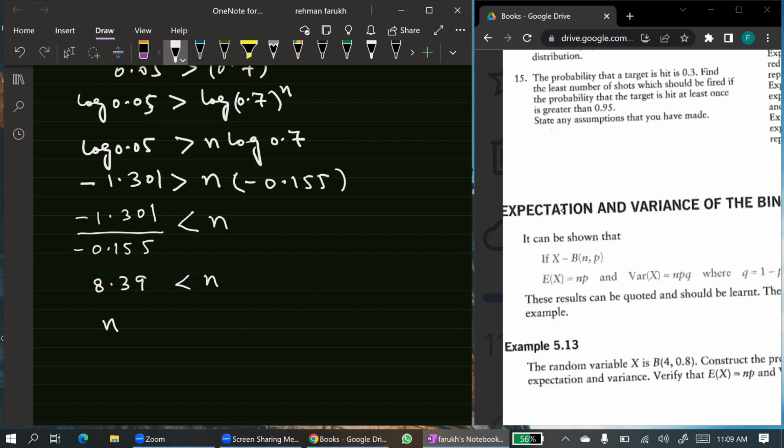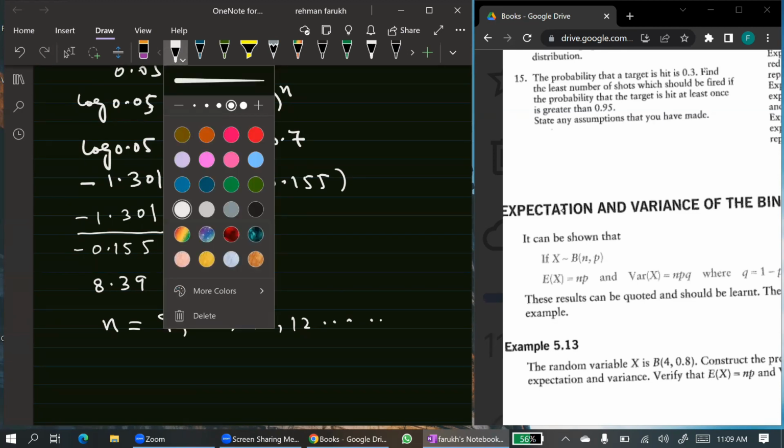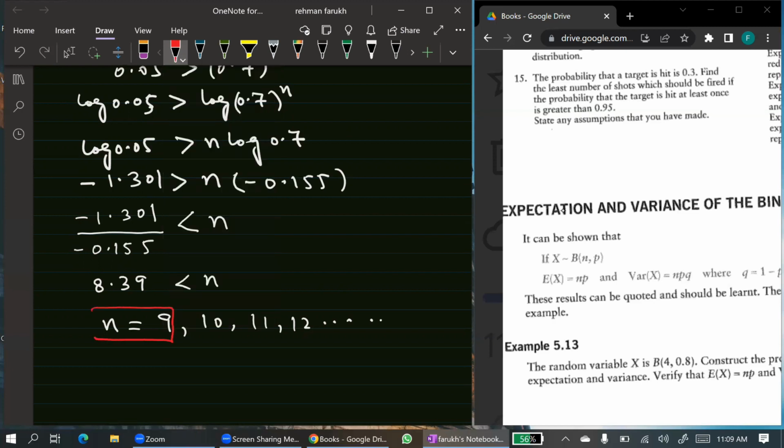Now, the values of n may be 9, 10, 11, 12, and so on. But the question requires us to find the least value for the number of shots. So the least value is n is equal to 9. This was question number 15.